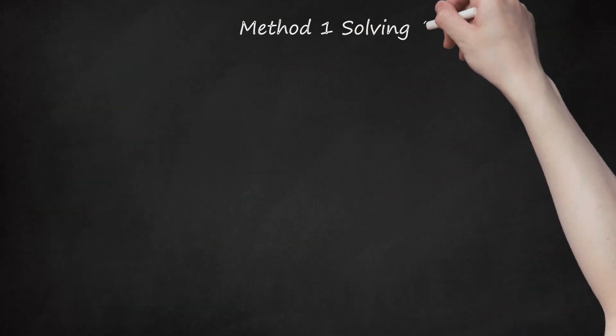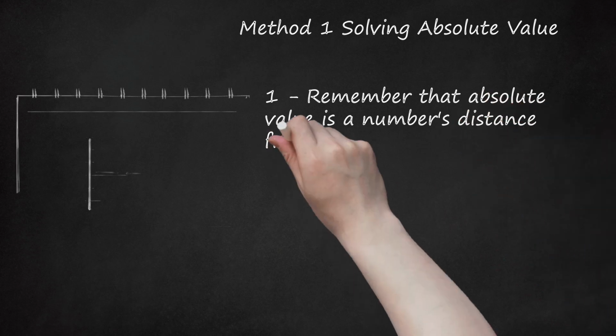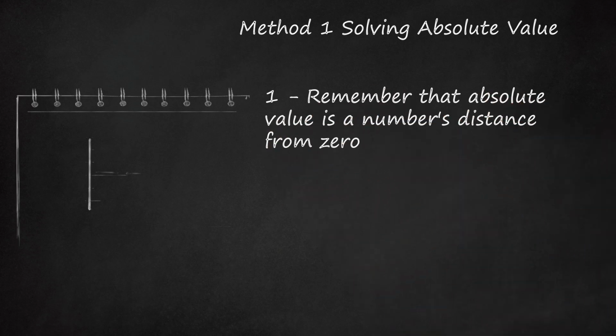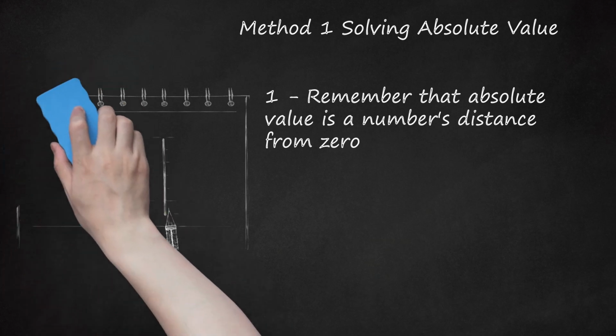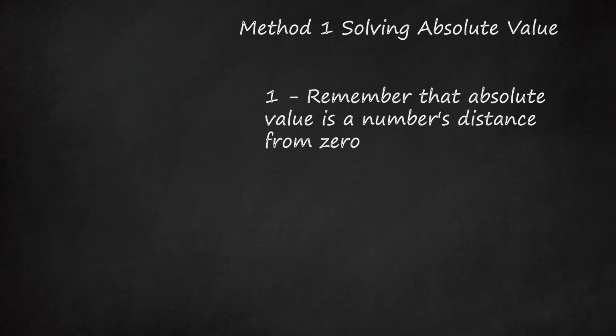Method 1. Solving absolute value. 1. Remember that absolute value is a number's distance from zero. An absolute value is the distance from the number to zero along a number line. Simply put, |-4| is just asking you how far away -4 is from zero. Since distance is always a positive number, you can't travel negative steps, just steps in a different direction. The result of absolute value is always positive.